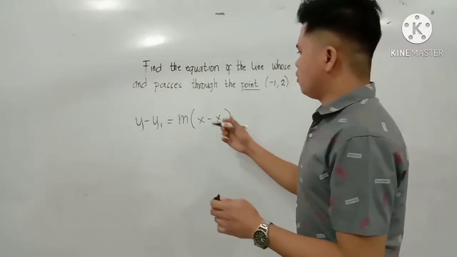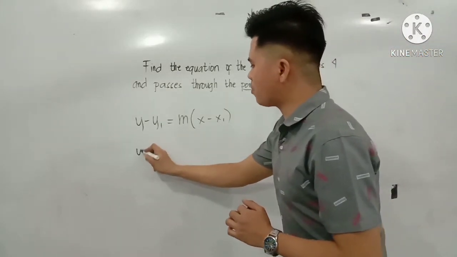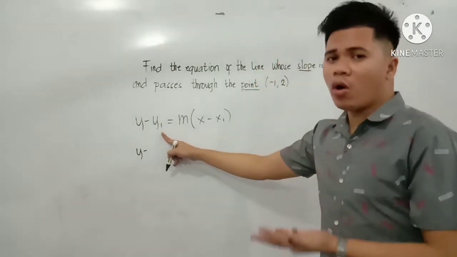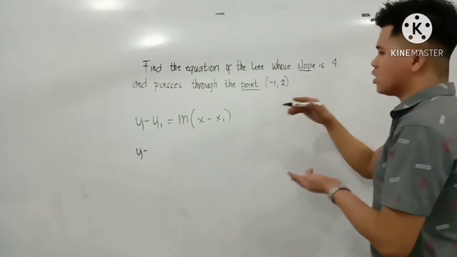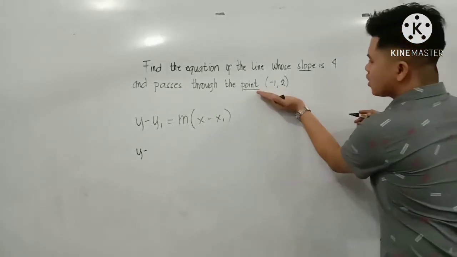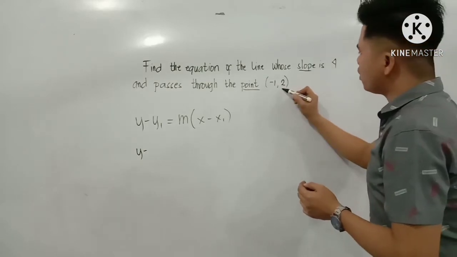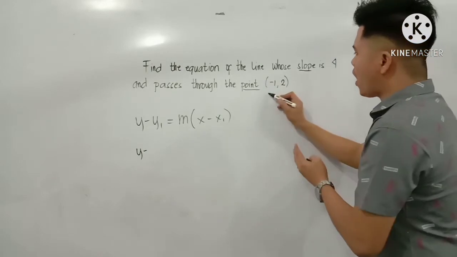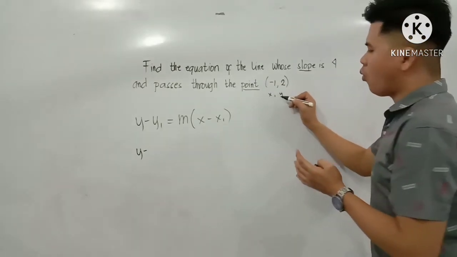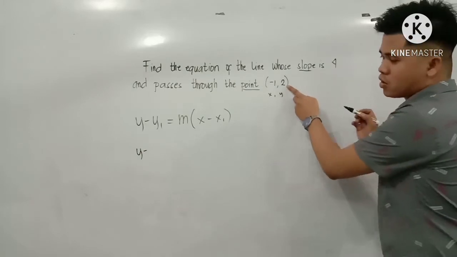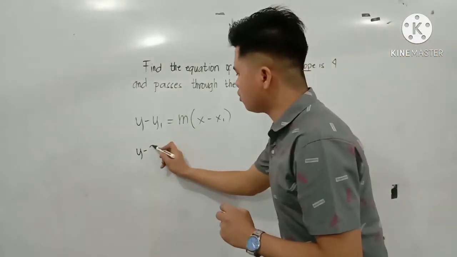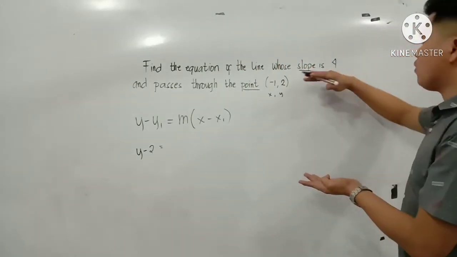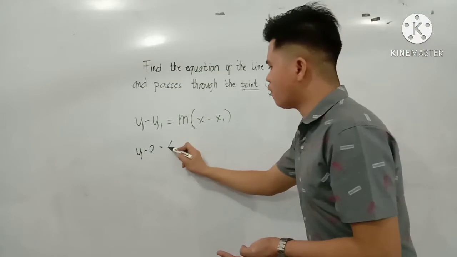Then we have to substitute all the given to their corresponding variables. So we have here y, simply copy, then minus. Our y sub 1 is referring to the coordinates of the point, which is the y. So this is our point, and the y here is the positive 2. Remember, in the ordered pair, x comes first before the y. So therefore, our y here is the positive 2. So just write here 2, then equals. Our m is referring to the slope, and our given slope is positive 4. So we have here 4.